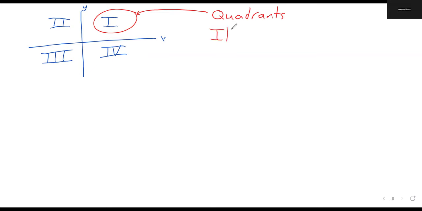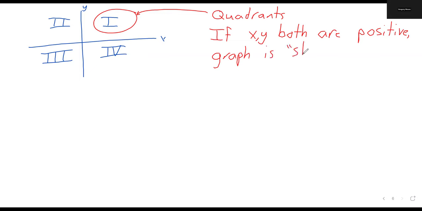And if x and y both are positive, the graph is in this first quadrant, in quadrant one.